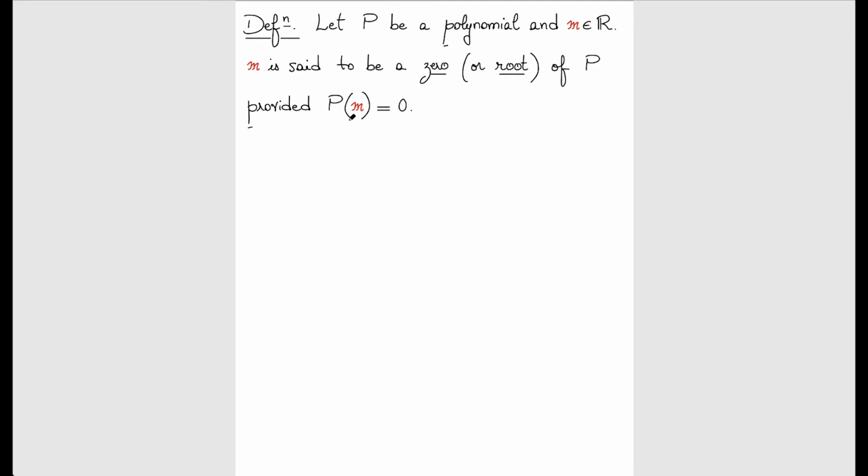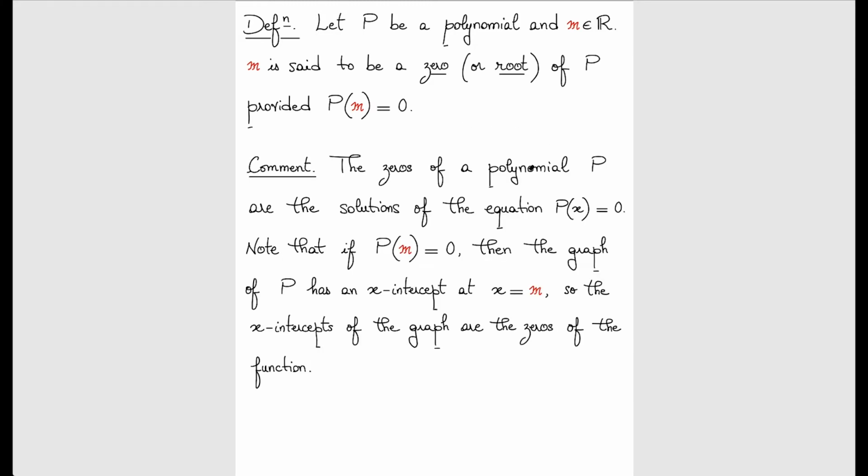And geometrically, at those numbers, at those roots or at those zeros, the function p crosses the x-axis, right? These are the x-intercepts, correct? So at those values, at those zeros, the function has x-intercepts there, right? Because the value of the function is 0 there. Okay, so hence the comment here.